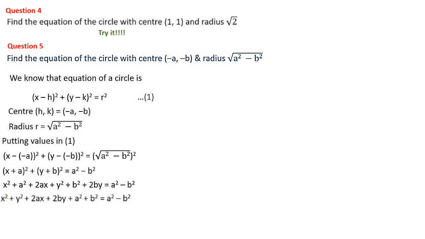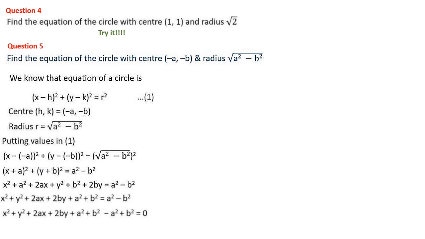x² plus y² plus x terms 2ax, then y term 2by, then the remaining terms a² plus b² equal to a² minus b² on the right hand side. Then bring these terms also to the left hand side, that means x² plus y² plus 2ax plus 2by plus a² plus b². These are there already on the left side. Right side terms will come to the left side, that means a² comes as minus a², minus b² when we move to the left side it comes as plus b² equal to 0.